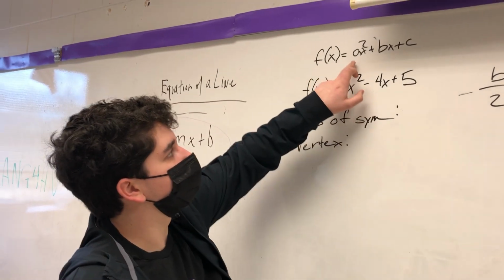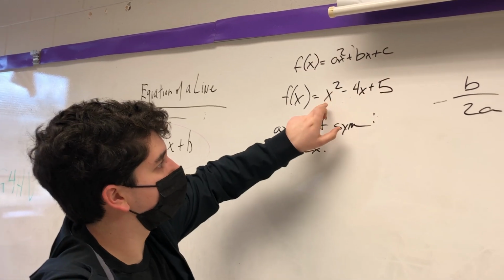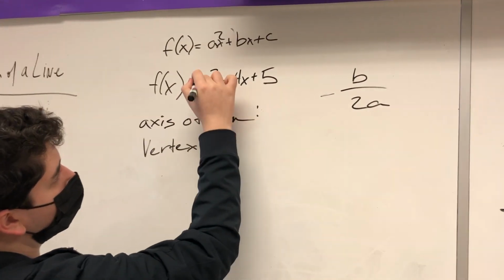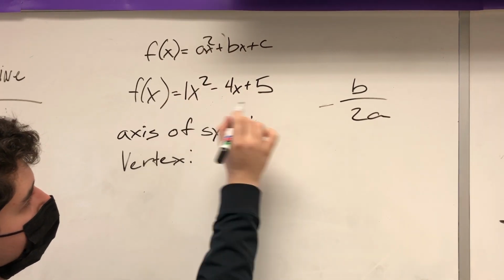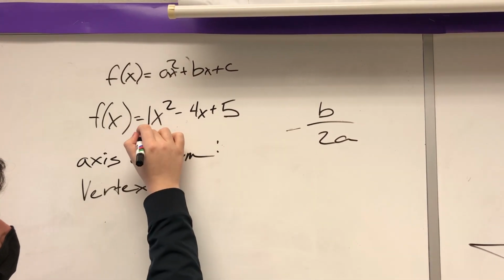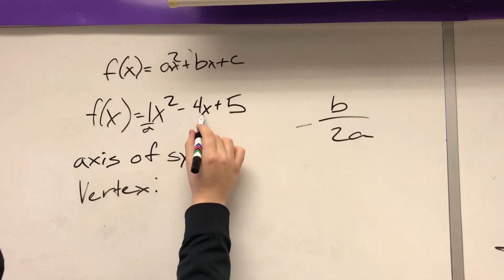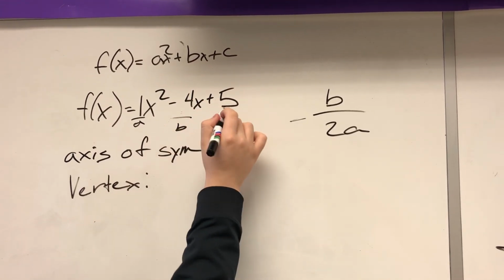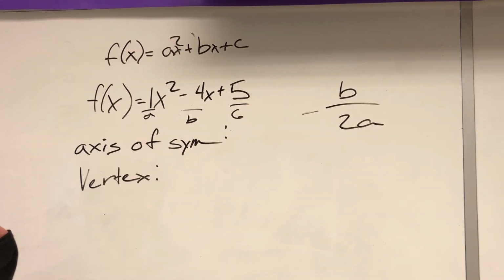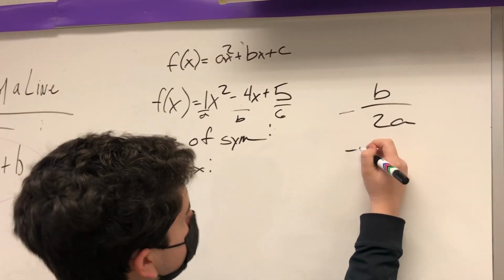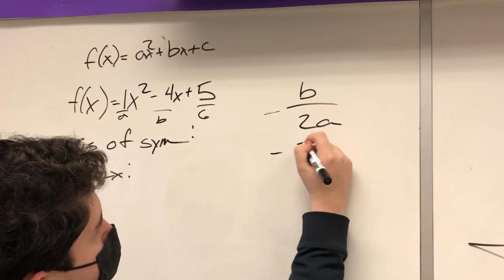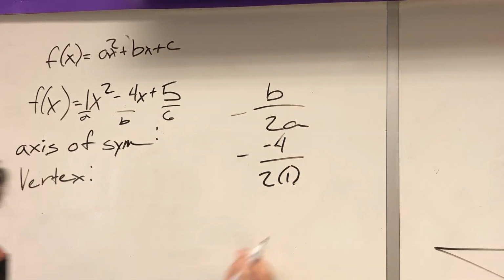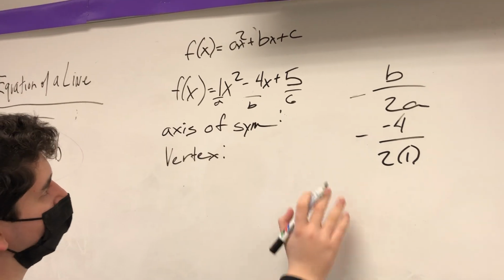So we can apply these variables down here and insert them in the formula. The 1 in front of the x squared is going to be a. Now remember, the negative 4 in front of the x is b, and the 5 is c. So then we apply it in our formula as negative negative 4 divided by 2 times 1. Does that make sense? Okay.